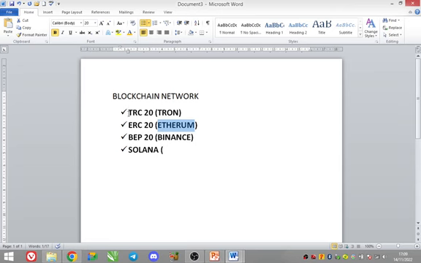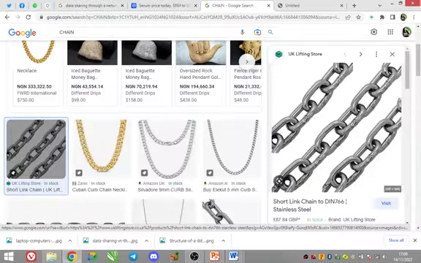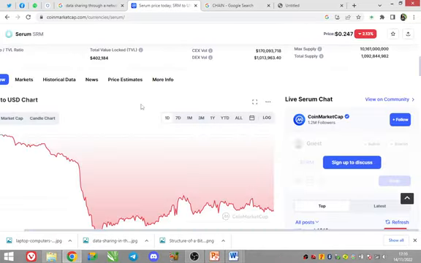Now, all these have their uniqueness. When I mean their uniqueness, I mean their fastness of transactions and other things. So now, how do you actually know which network a token is being registered on?